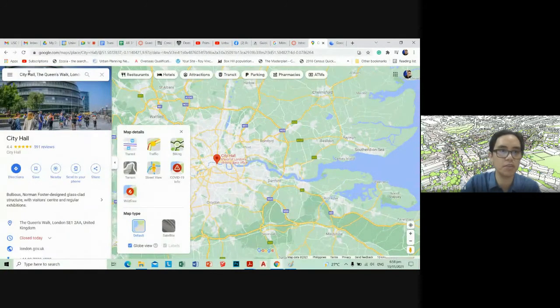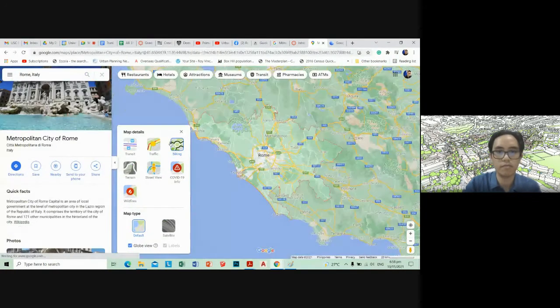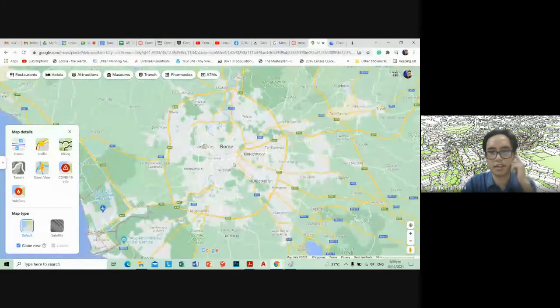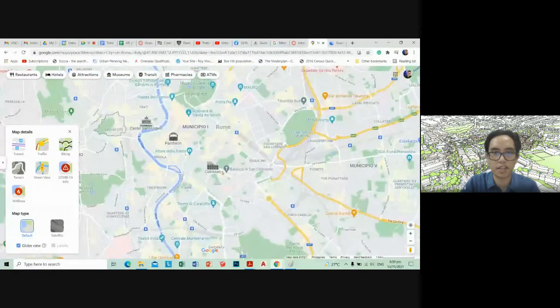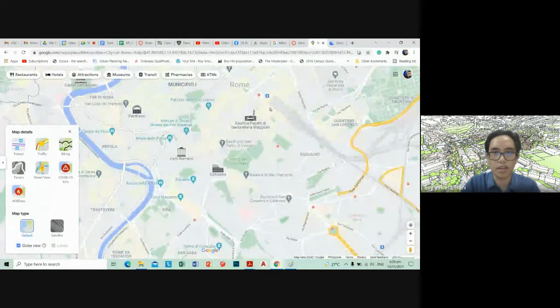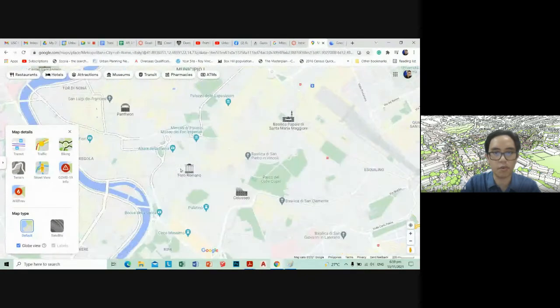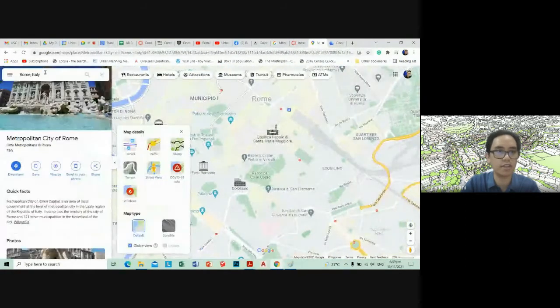Another example I highlighted was Rome, Italy. Very clearly you can see the concentric pattern, starting out here in the city center, where you have the Colosseum, a bunch of basilicas, the Roman Forum, and let me try to locate the Rome City Hall.